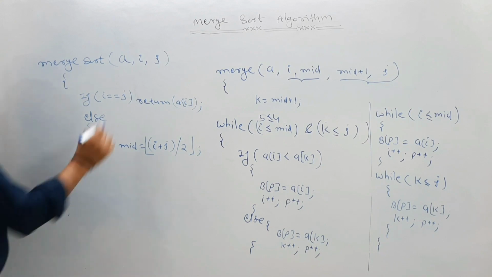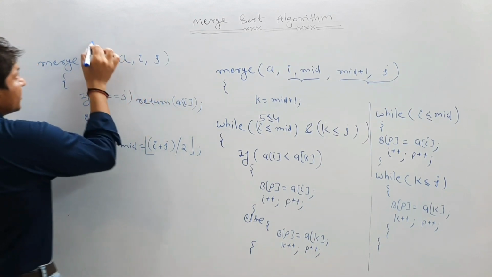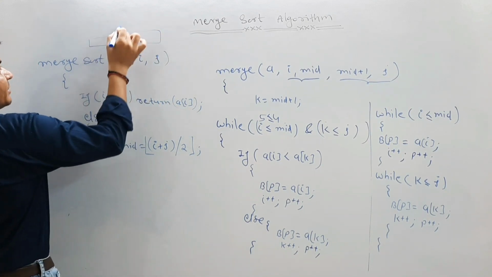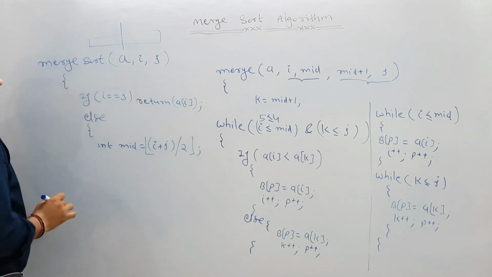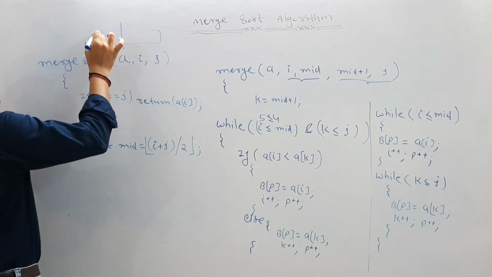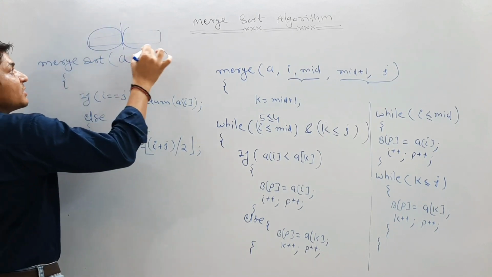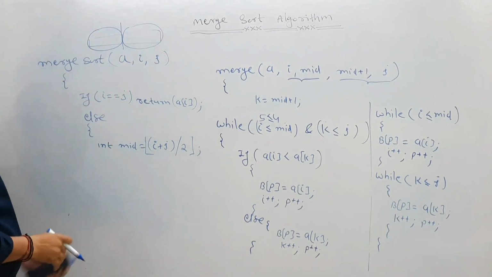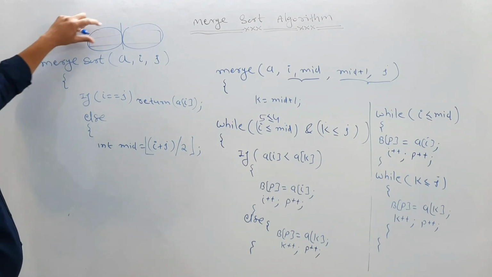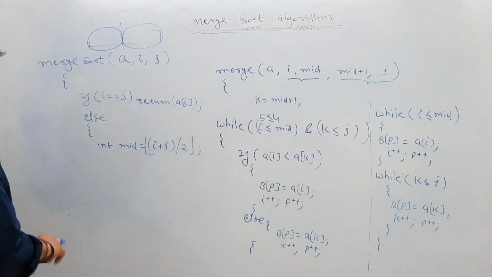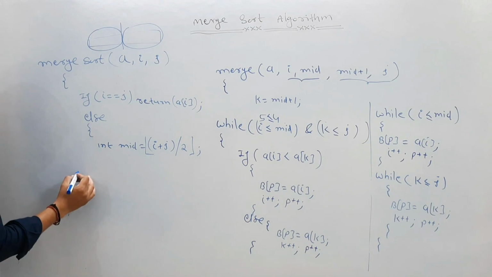So now let's suppose this is our array, and we have divided it into two parts. It means we need to again apply merge sort on the left side part, and we need to apply merge sort on the right hand side part. First we will call merge sort on the left hand side, then we are going to call merge sort on the right hand side. So let us call the merge sort on the left hand side first. So merge sort.